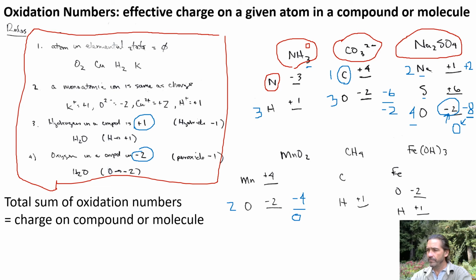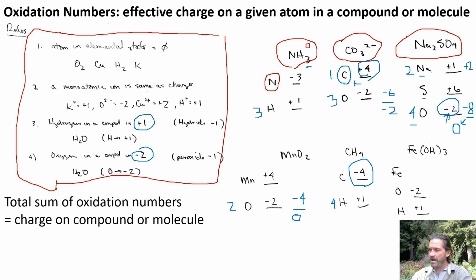Carbon here, well, there's 4 hydrogens at +1 each. So in methane, carbon has a charge of -4. It is in a reduced form, we'd say, especially compared to something like carbonate, where the carbon is actually +4. So this is in an oxidative state.